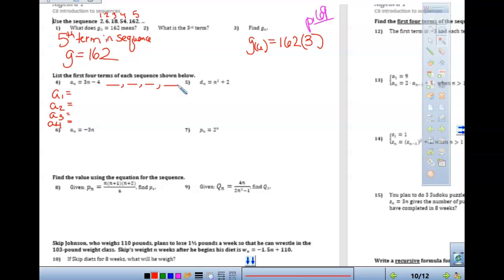How do I find the first one? I replace this n with, what do you think if I am looking at that? What should I replace it with? 3. So 3 times what? N. No, what number did I put down here for my n? 1. 1, so 3 times 1 minus 4. So I'm going to multiply 3, subtract 4. 3 minus 4 gives me negative 1. That's my first term.